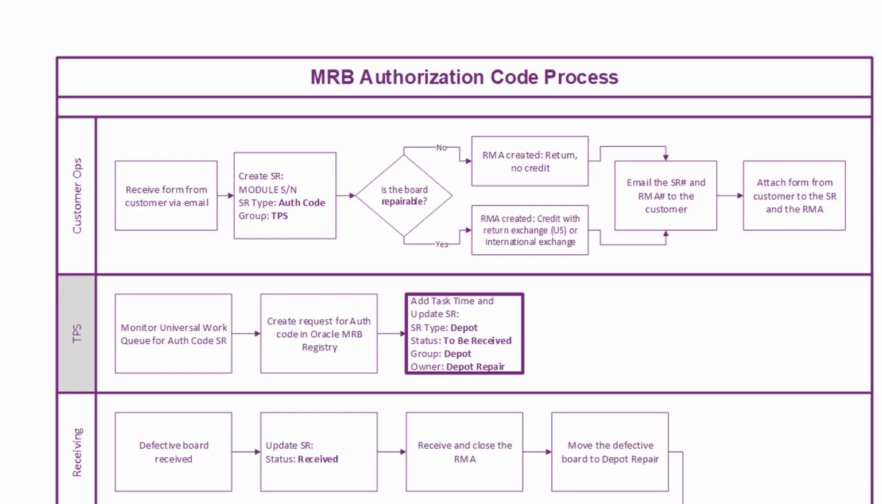When the board is received in the warehouse, receiving will use the information from the included customer's authorization code request worksheet to open the service request indicated in the worksheet. The service request status is changed to received. The RMA is received, then closed.